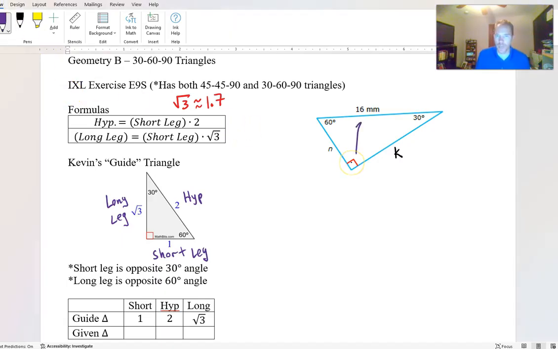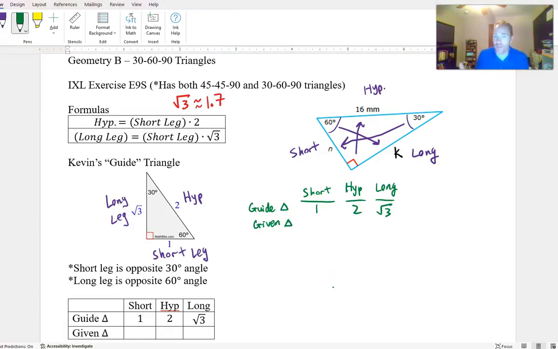We know that the hypotenuse is opposite the right angle, so 16 millimeters is the hypotenuse. We said the short leg is opposite the 30-degree angle, so N represents the short leg. I'm just going to say short. And opposite the 60-degree angle is the long leg, so what I'm calling K here is the long leg. I'm going to set this table up and fill in the values.